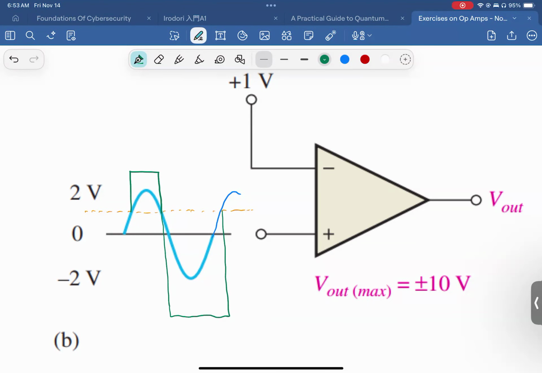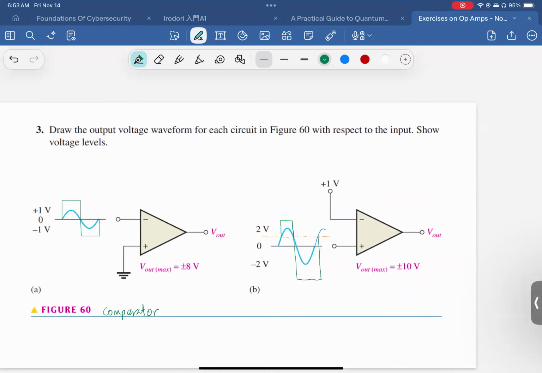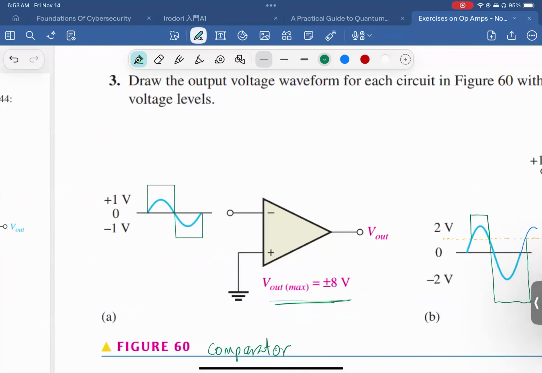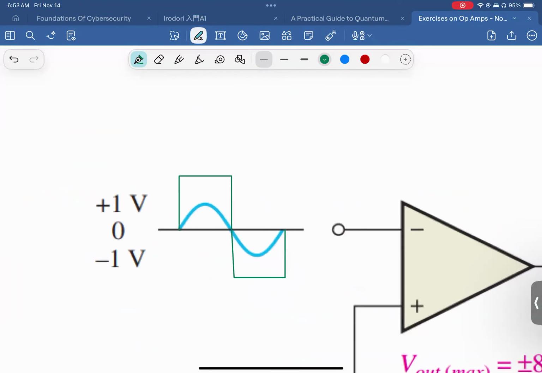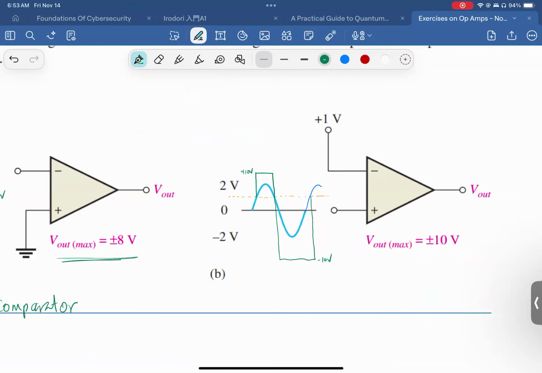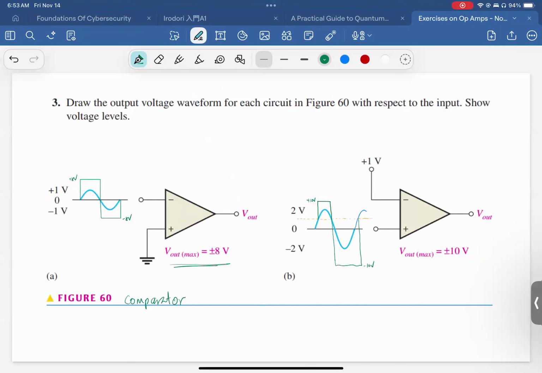And itong output signal will be V out. Okay, 10 volts. Okay, so hindi pala to scale. Meron palang V out max. So kung i-redraw natin ito, well, huwag lang natin i-draw. Sabihin lang natin na plus 8 volts, ito ay negative 8 volts. And in this case, ito naman ay plus 10 volts, ito ay negative 10 volts. Okay, so ganun yung magiging output na signal. Okay. Ano, madali lang, di ba?